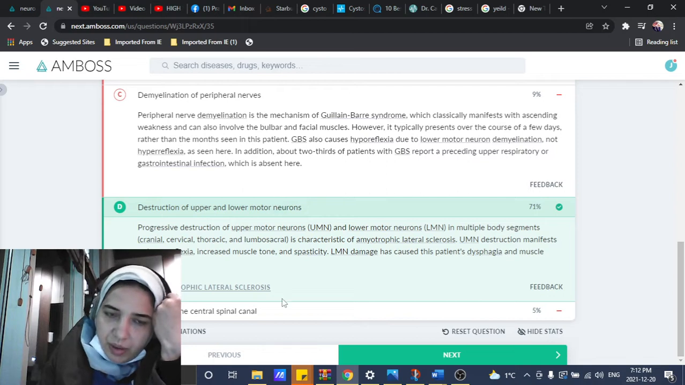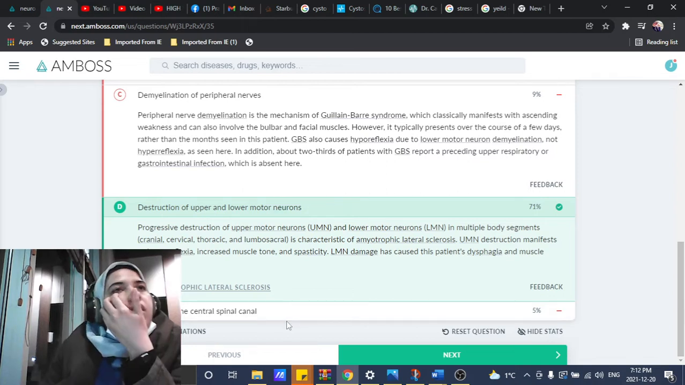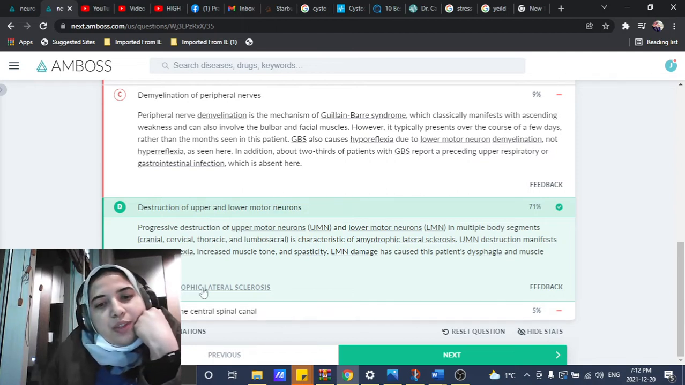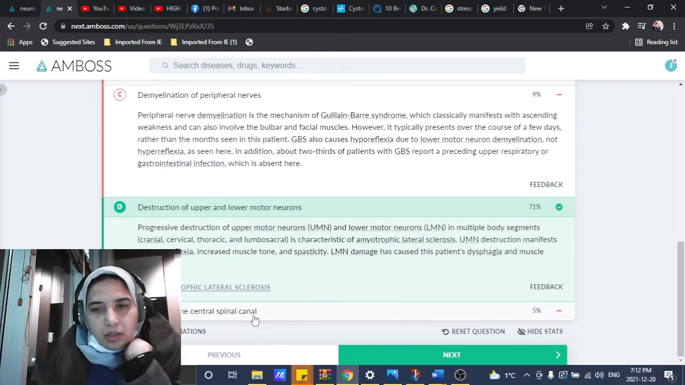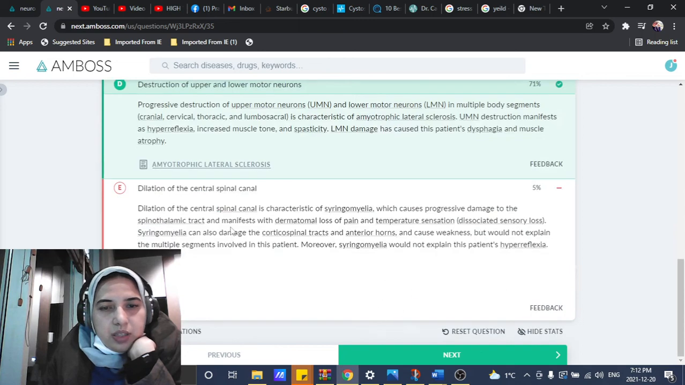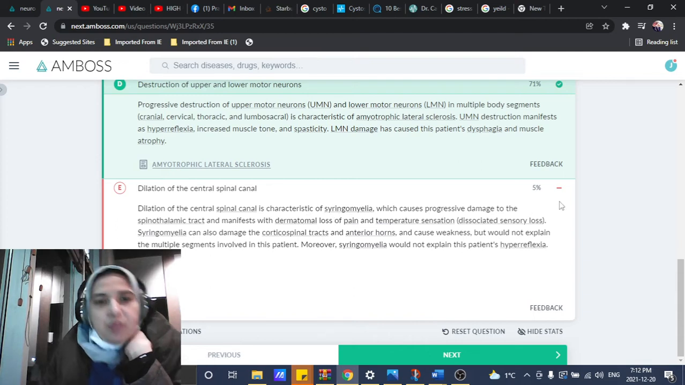Destruction of the central spinal canal. So you might think that syringomyelia is one of the causes of this patient's symptoms, and that's a possible differential, but let's see what the difference is. The difference is dilation is a characteristic sign. Dilation of the spinal cord is characteristic of syringomyelia, which is progressive damage of the spinothalamic tract.